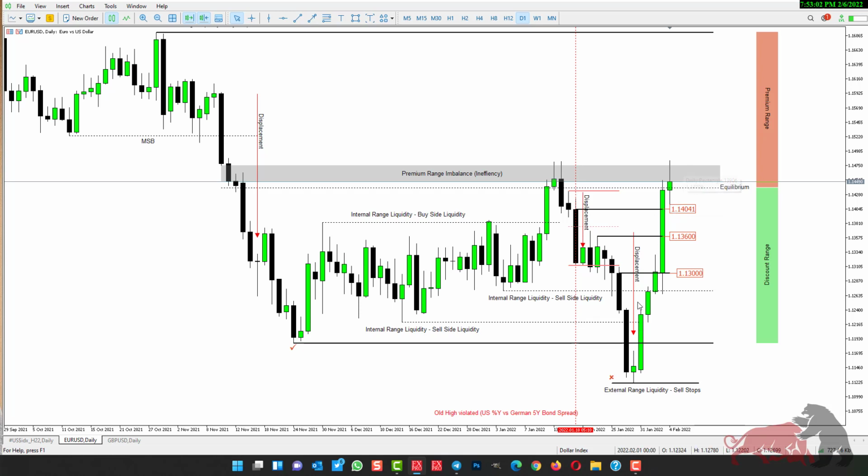Now, where did Euro USD rally to? This is the crucial part. It rallied to this premium range of imbalance in the market. There's inefficiency here, and it actually filled the inefficiency. We had a stop hunt. We had a run off buy side liquidity here. Internal range: you can see we've got our external range buy side, external range sell side, internal range buy side liquidity right above.